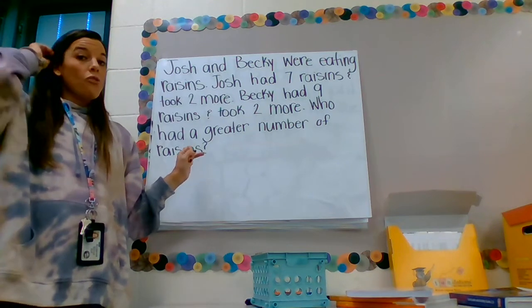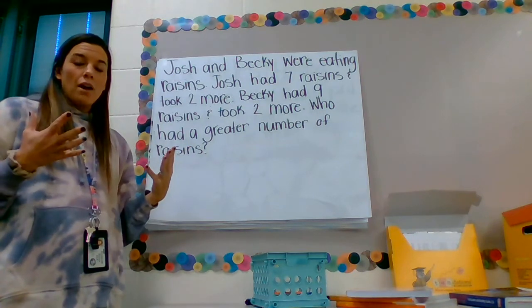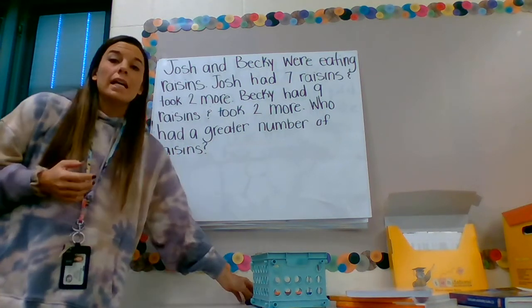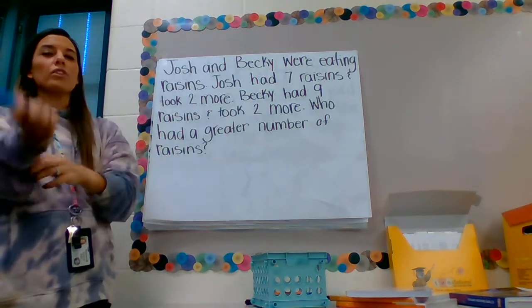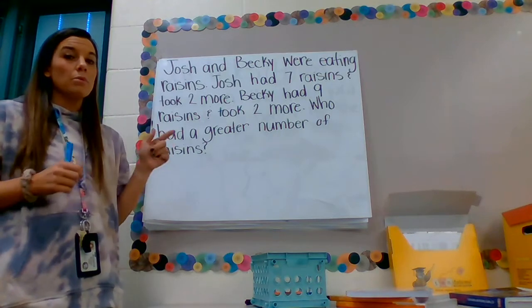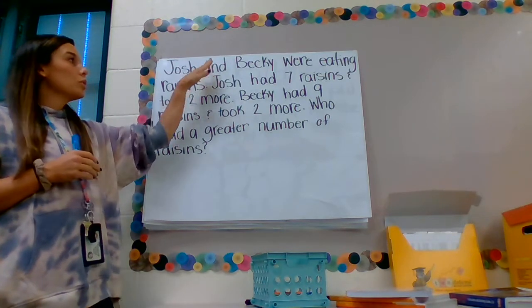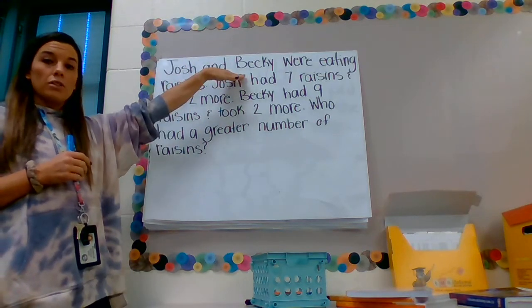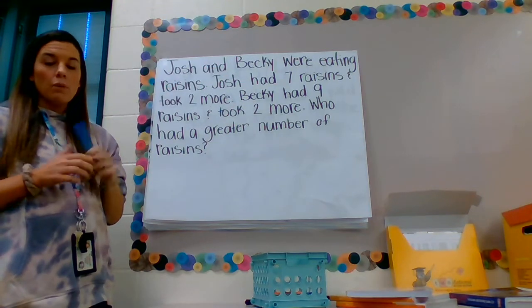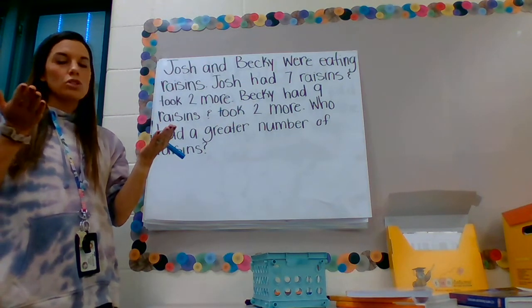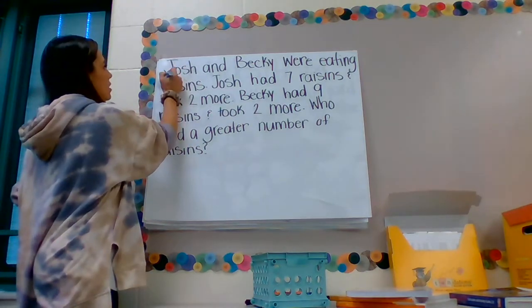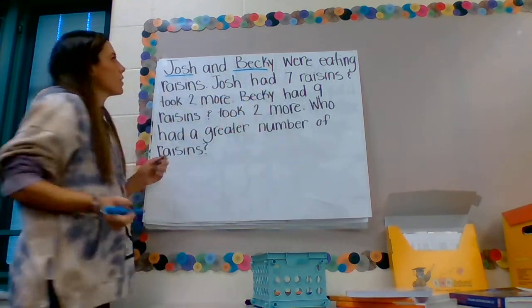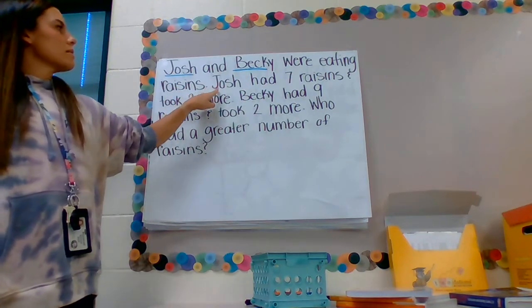Okay, so first of all, let's talk about the most important information in this problem. I would say that it's probably important that we know who the people are in our story, okay? Josh and Becky. Because we're going to have to keep them straight because we're trying to figure out which one of them ended up with more raisins. So, Josh and Becky. Josh and Becky were eating raisins.